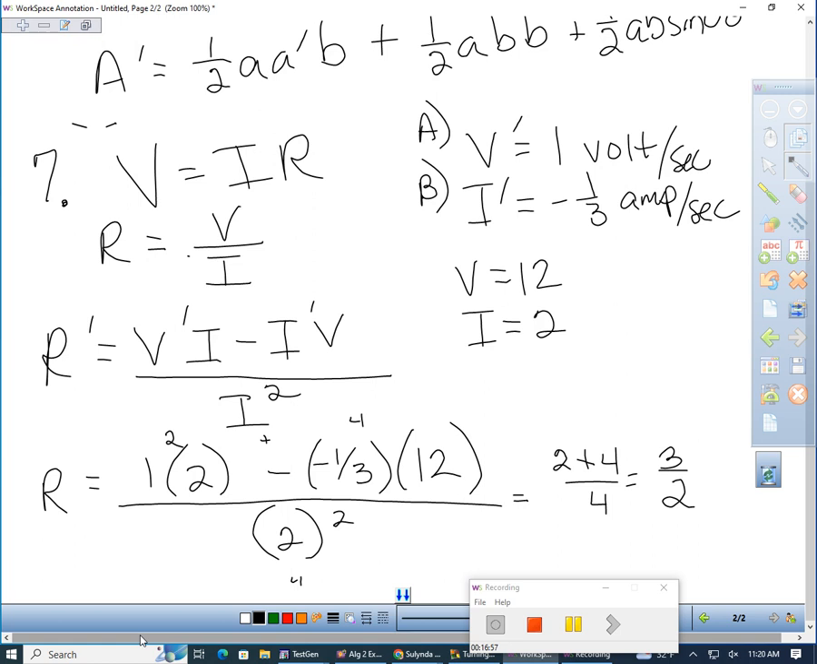So, since it is positive, is this increasing or decreasing? It is increasing because it is positive.